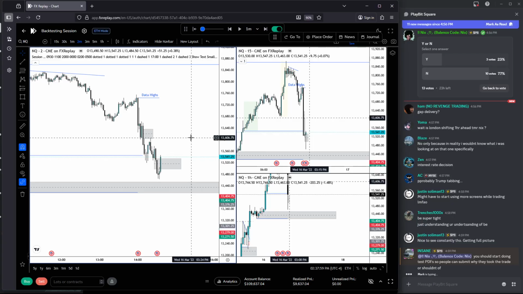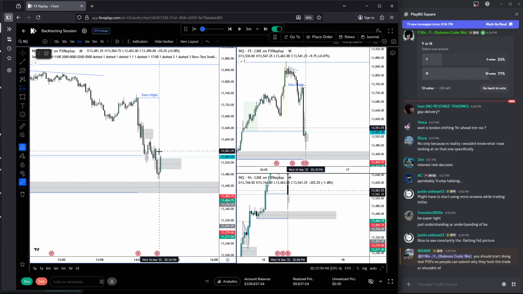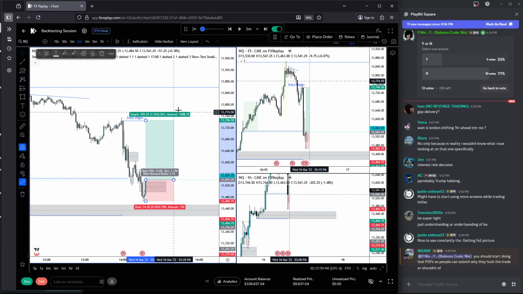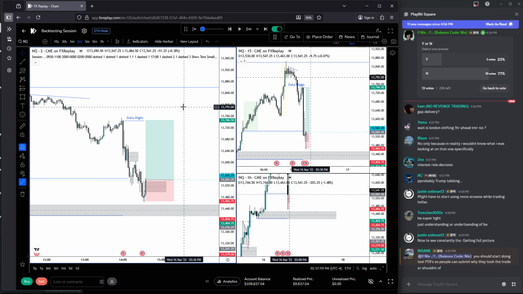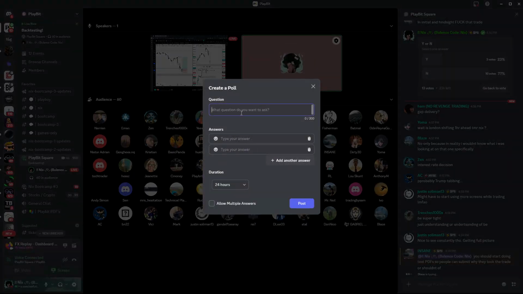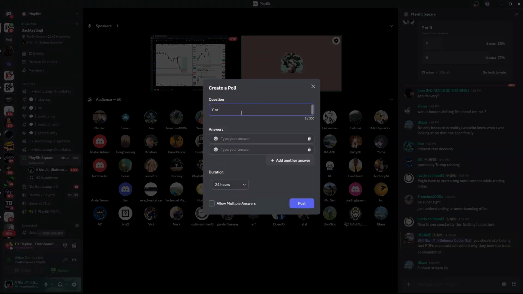You should start doing test PDFs so people can submit why they took the trade. It's going to take forever. If you keep doing that, you're going to take like one trade the whole session. So you can't really do that. But yeah, it's a very, very decent size. I'll 100% take this in lifetime. But let's see. I shouldn't have said that because now you guys will vote yes.